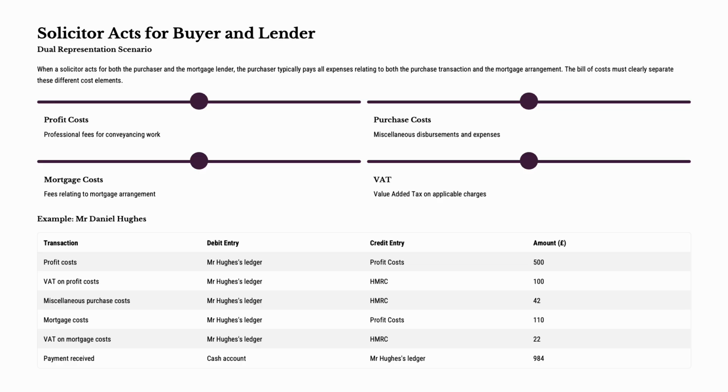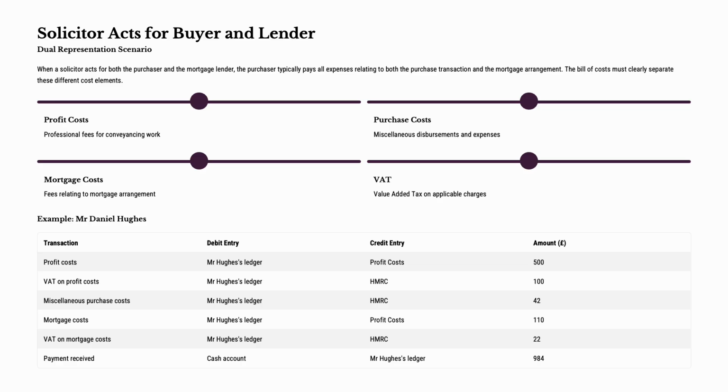So mortgage cost, we need to understand: debit Mr. Daniel's ledger £110, credit costs £110, and debit Mr. Daniel's ledger £22 and credit HMRC for VAT for £22.